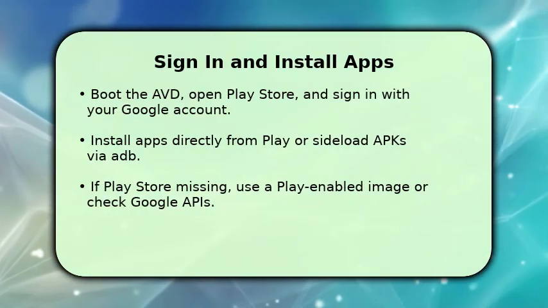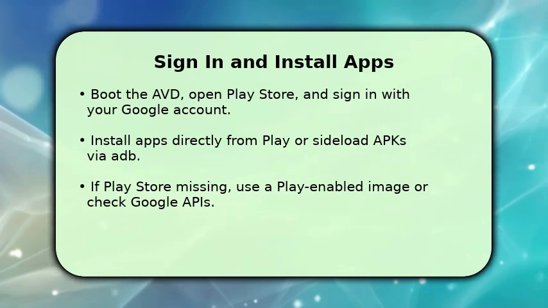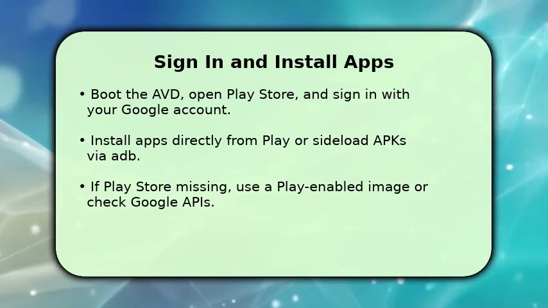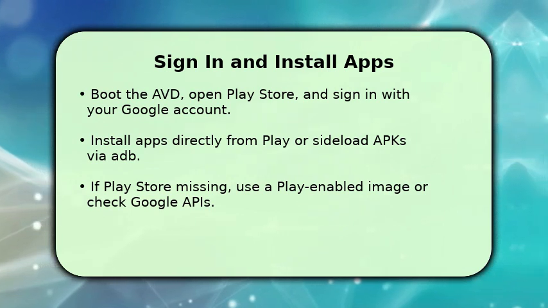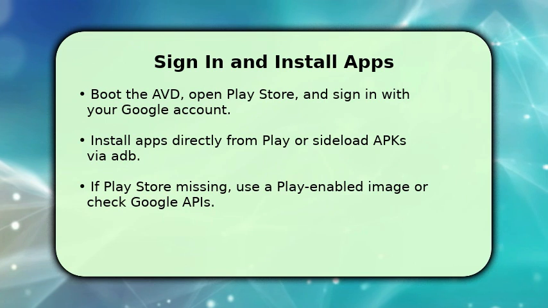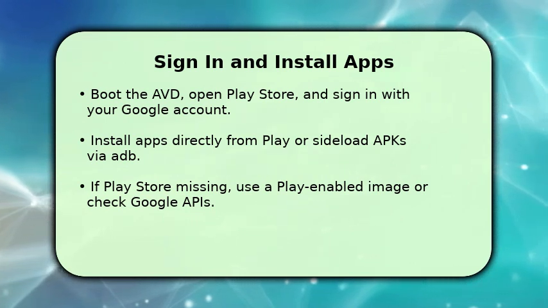Boot the emulator and open the Play Store. You'll sign in with your Google account just like on a phone. Once signed in, install apps normally or sideload APKs using ADB install if needed. When done, test app behavior and performance.